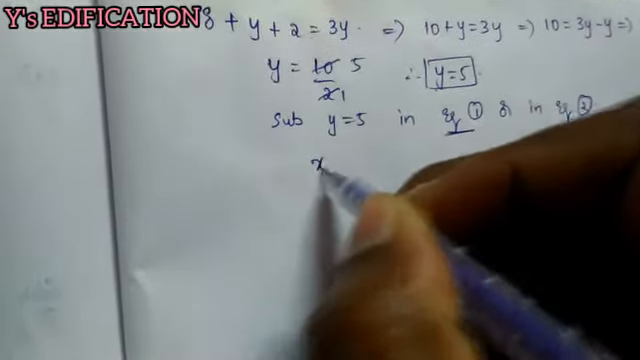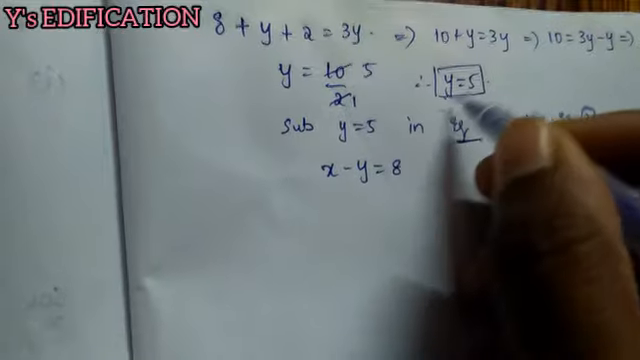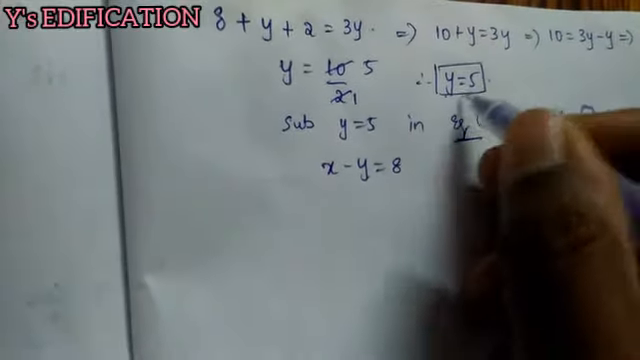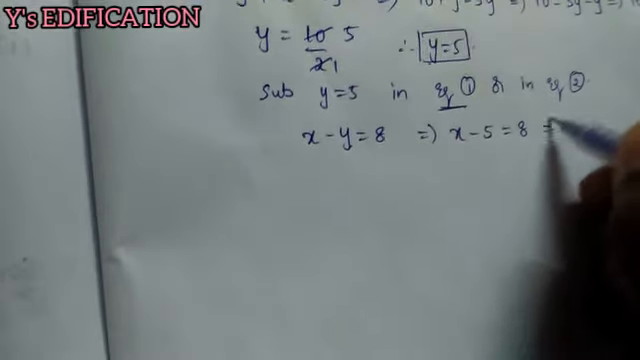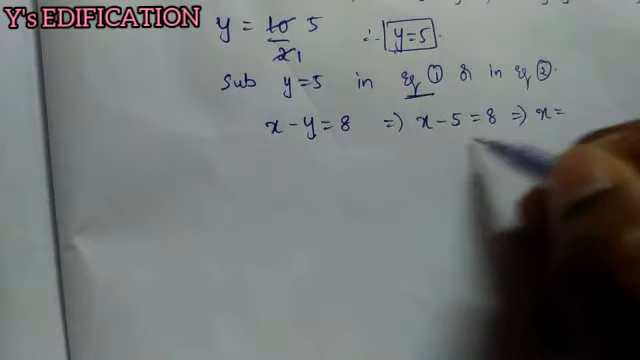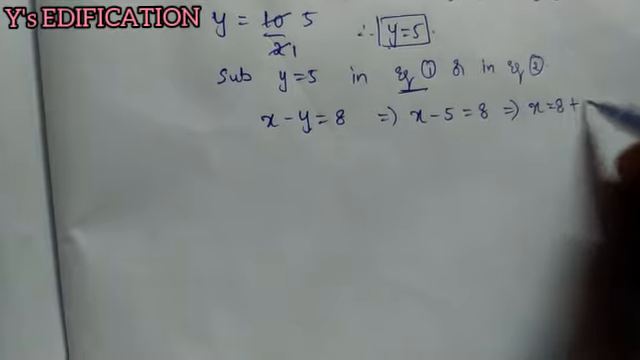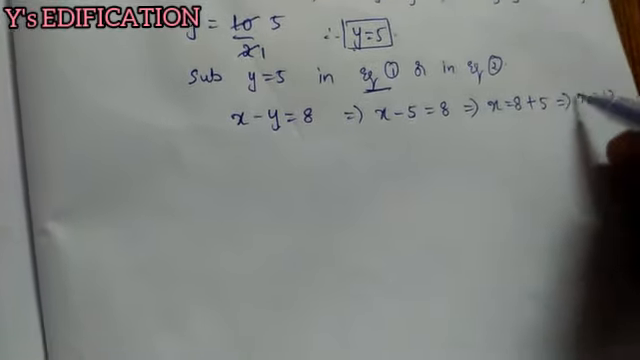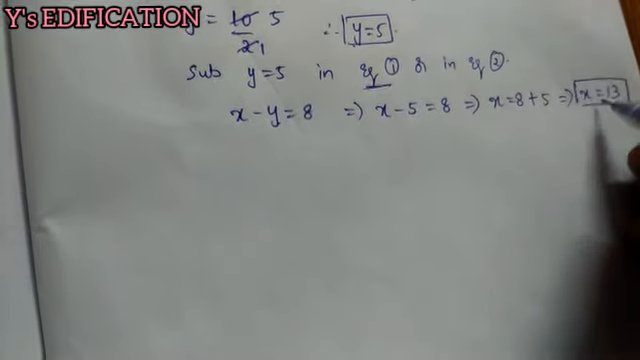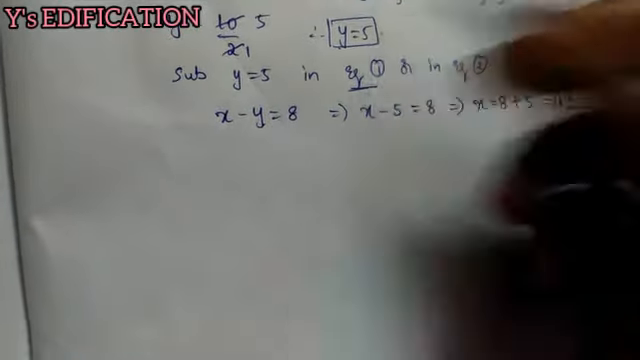So what is equation 1 here? x minus y is equal to 8. Now I am going to write this y as 5. So x minus 5 is equal to 8. I want the x value, so I transpose this minus 5 to the RHS. So x is equal to 8 plus 5. x is equal to 13. So I got the biggest number 13 and the smallest number 5.